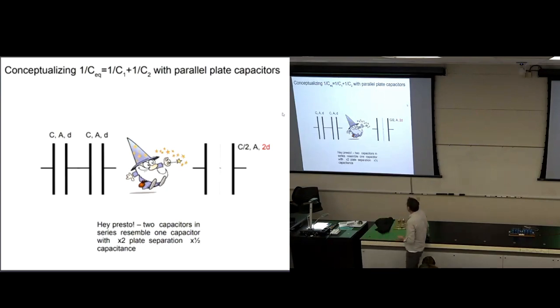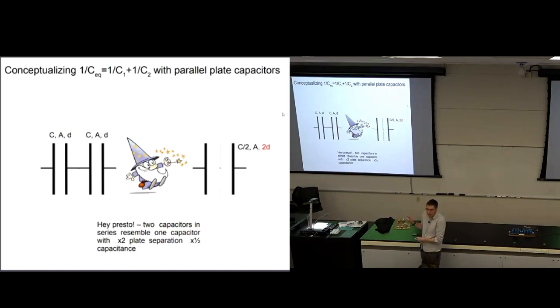Okay, here's just a way of visualizing why you get a smaller capacitance when you put together two capacitors in series with one another. Here's Merlin again, and he's going to perform his magic trick and push these two series capacitors together. He's going to push them closer and closer until the middle plates vanish into each other. That's what he's done here.